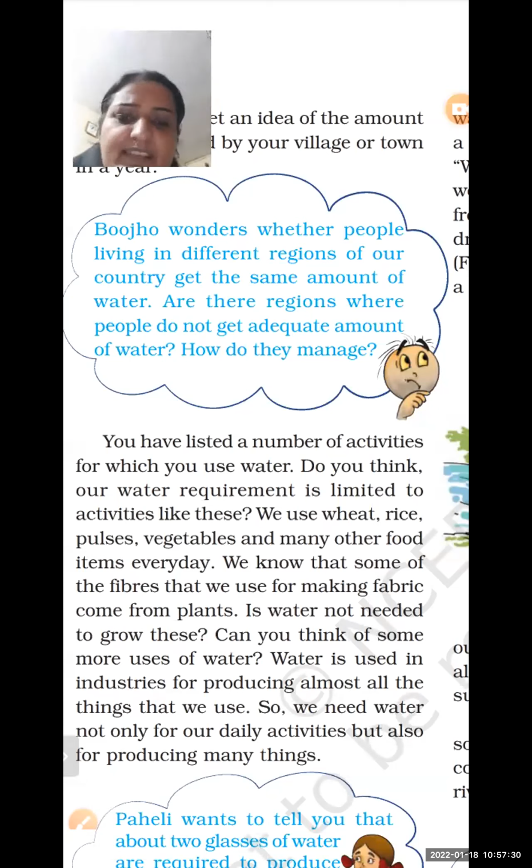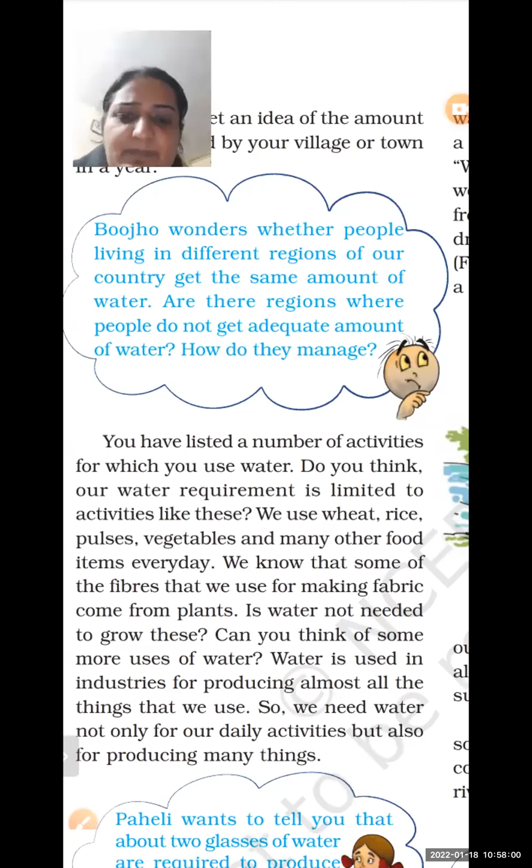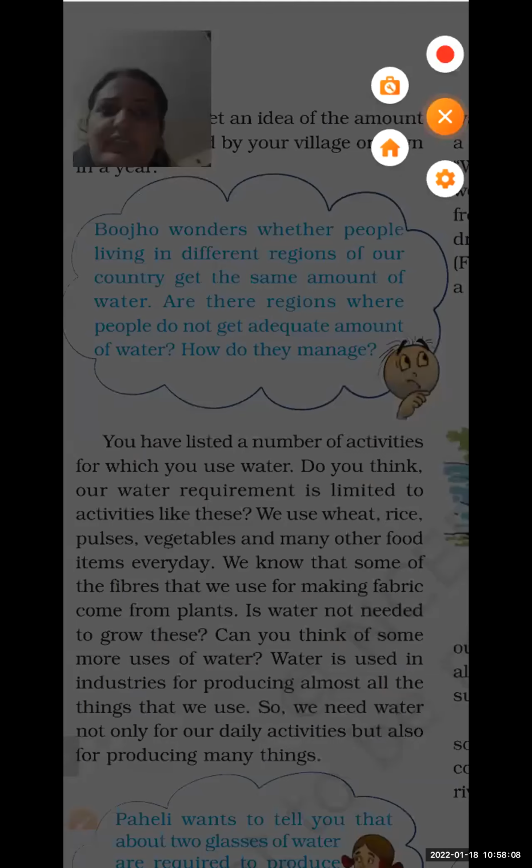Can you think of some more uses of water? Yes, there are many uses of water. Water is used for producing electricity. Water is used in industries. So we need water not only for our daily activities, but also for producing many things. There are many daily uses of water, and apart from these, water is used in producing electricity.